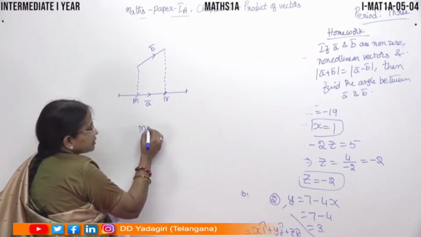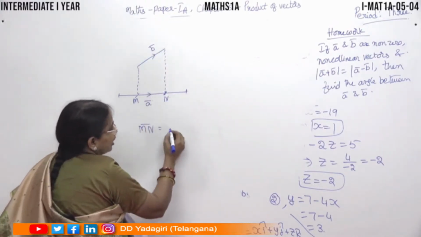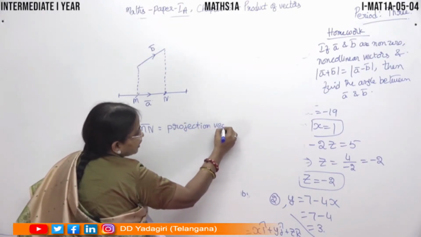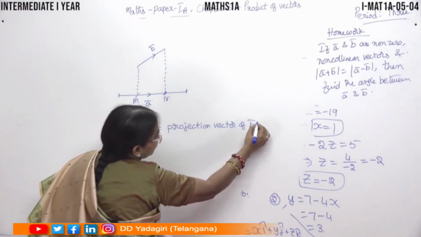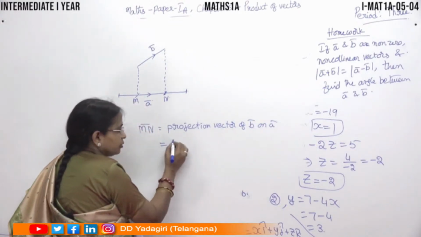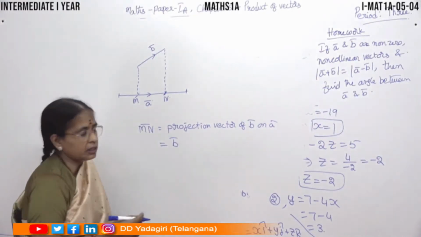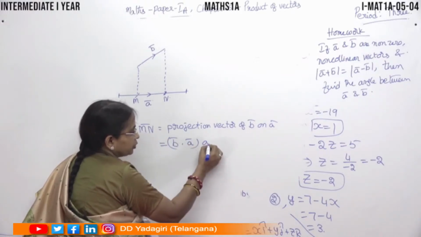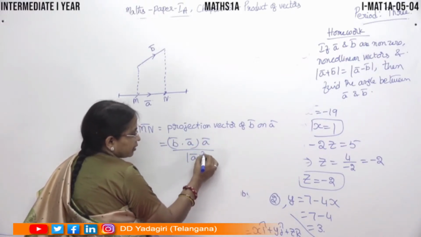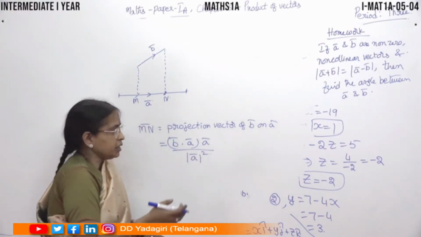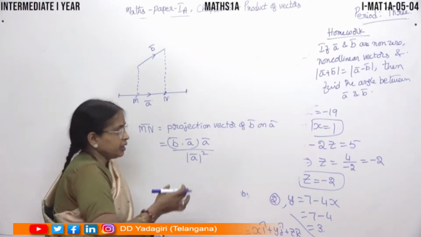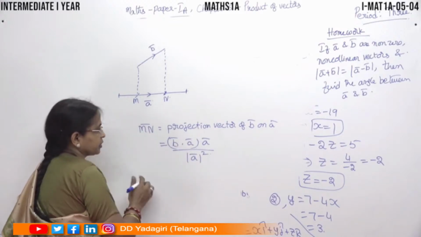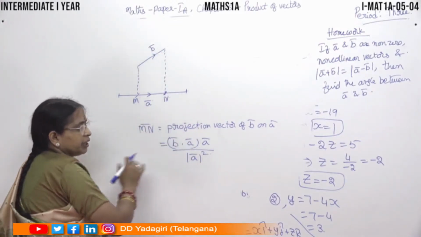So MN is given by the formula. It is called the projection vector of B on A. You just learn the formula. The proof is not necessary. So the projection vector of B on A is B dot A into A by mod A square. B dot A, the rest of all are A. You just learn this expression. So the projection vector of B on A is this.